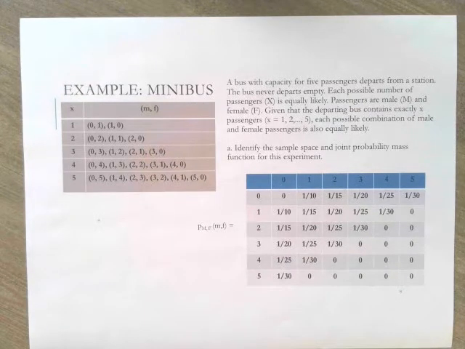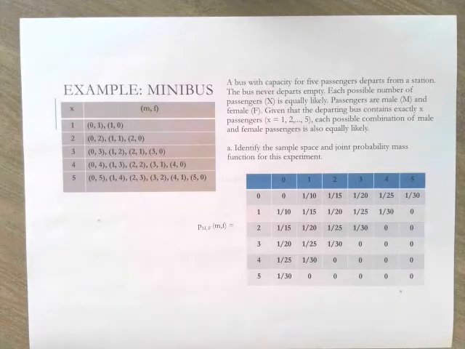The bus is never going to depart empty, but it could depart with 1 person on it. It says each possible number of passengers, x, is equally likely, and passengers can be male or female. And it says given that the departing bus has exactly x passengers, so we can have up to 5, remember we can never have 0, each possible combination of male and female passengers is equally likely.